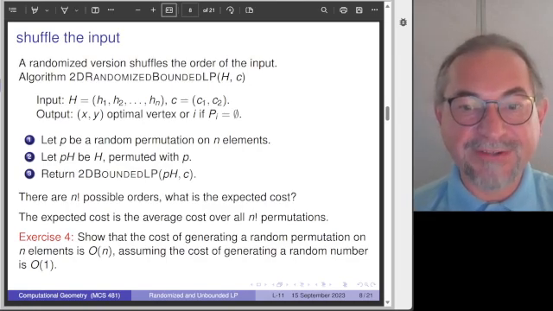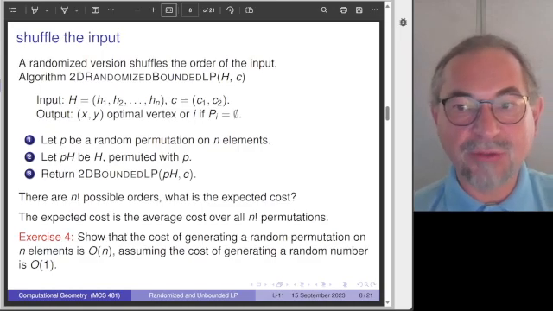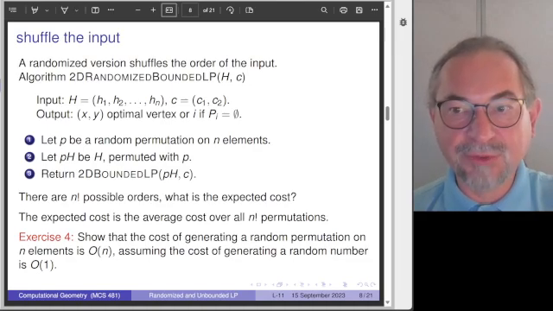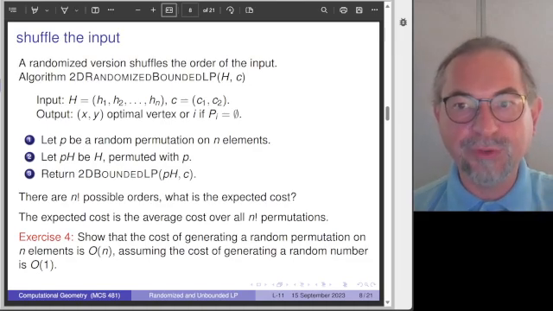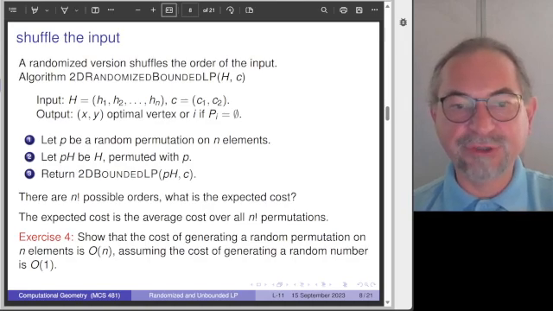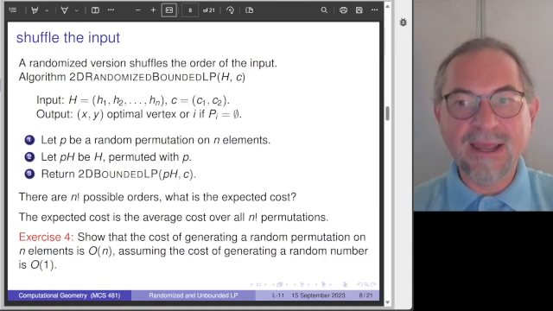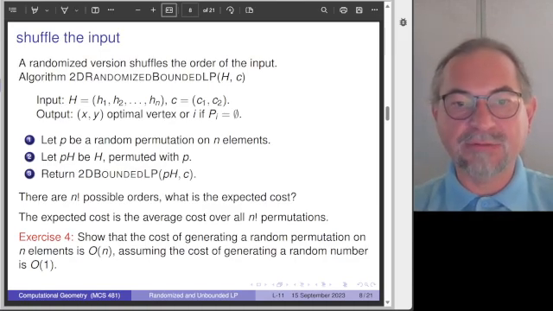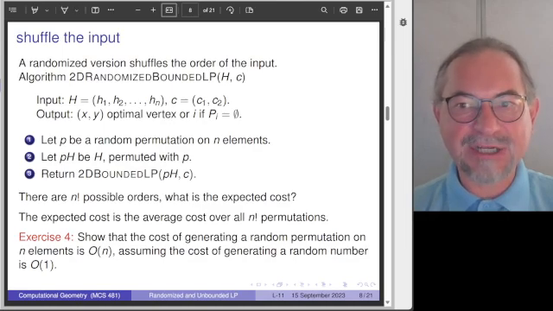Of course, generating a random permutation, how do you do this? Well, there is an algorithm in the textbook. In a loop, you generate n random integers between 1 and n, and you swap the current element with that randomly generated index. That is the algorithm that is used in the textbook to generate a random permutation.